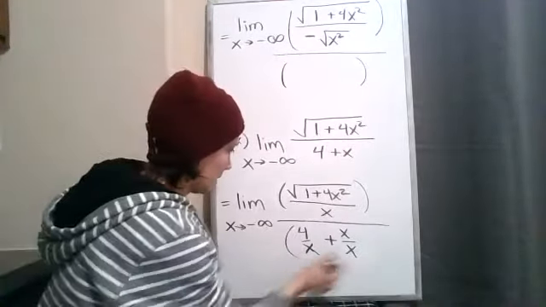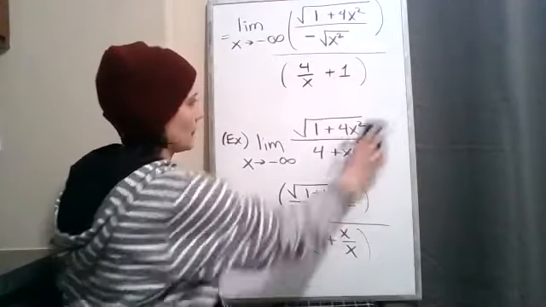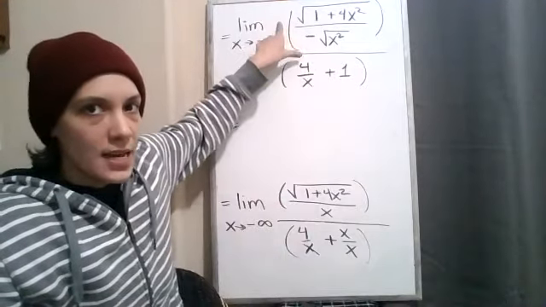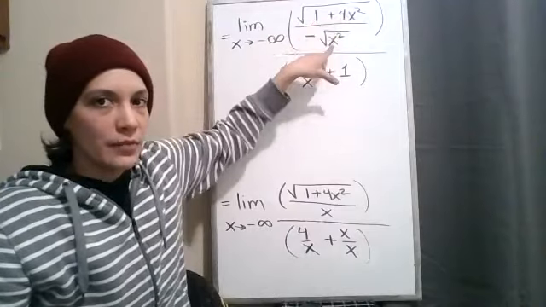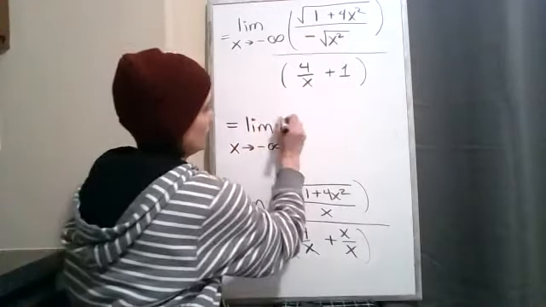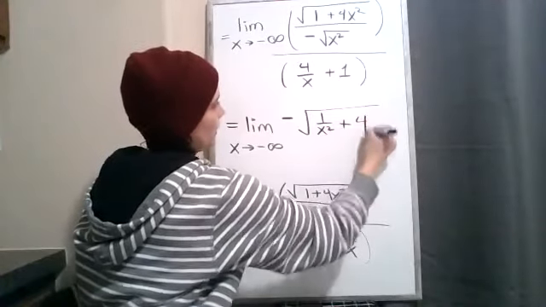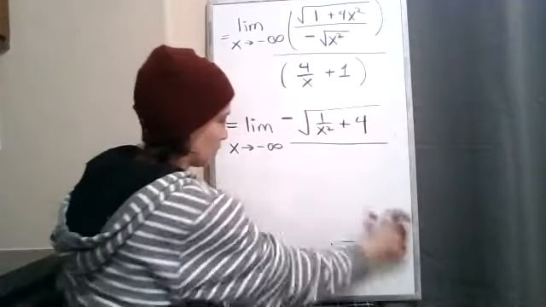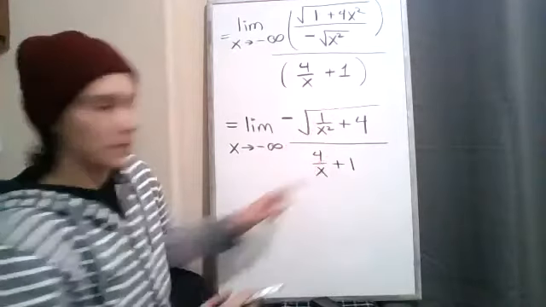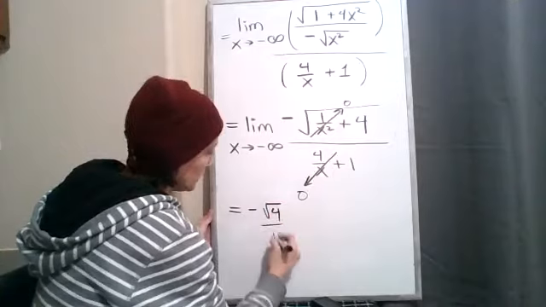What's here? This is 4 over x plus 1. So this negative sign, I'm going to write here. And then under the square root is 1 over x squared plus 4x squared over x squared. So let's take care of that. x goes to negative infinity. Take care of the negative sign. There's a root. There's 1 over x squared plus 4, over 4 over x plus 1. This is 0. This is 0. As you do the limit, it's negative root 4 over 1. This time it's negative 2 instead.